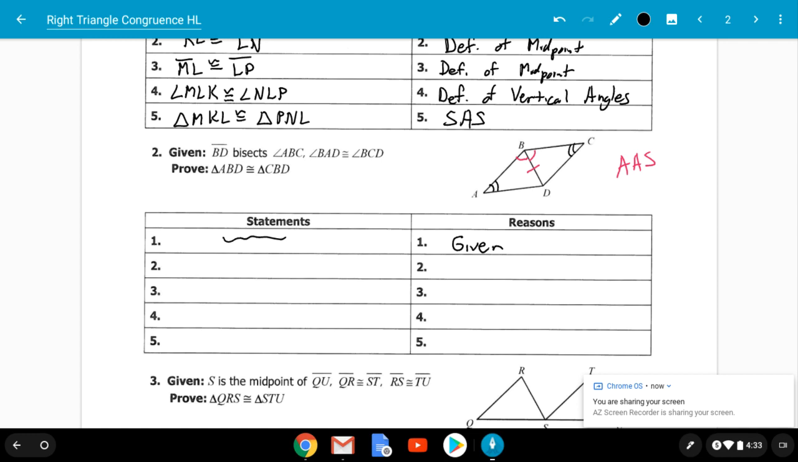So we were able to put that angle ABD was congruent to angle CBD. And why? Definition of, now where do we divide? We divide an angle of angle bisector.